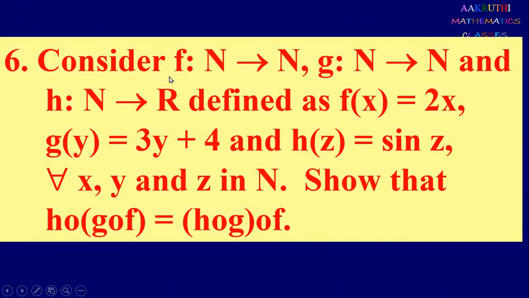So next problem, consider f from N to N, g from N to N, and h from N to R, defined as f of x is 2x, g of y is 3y plus 4, and h of z is sin z, for all x, y, and z in N. Show that (h composite g) composite f equals h composite (g composite f). You have to prove that they are equal.